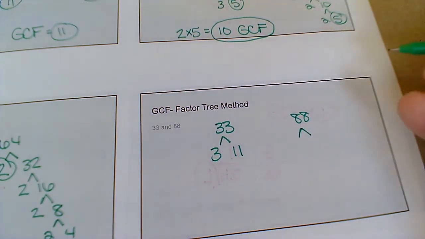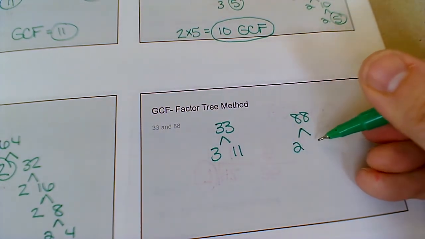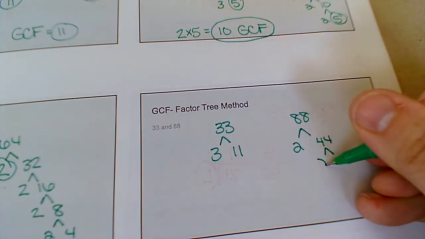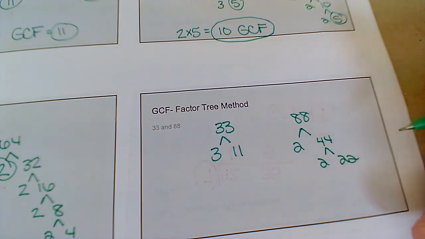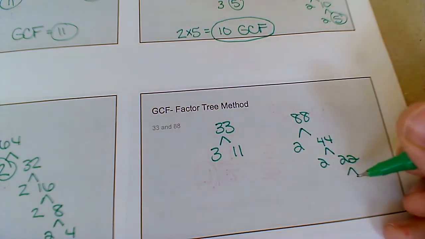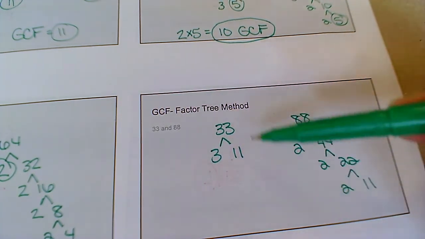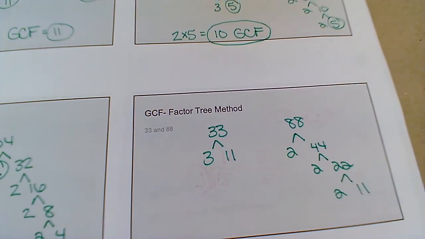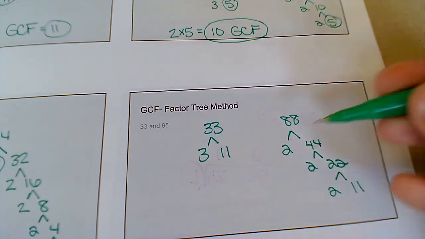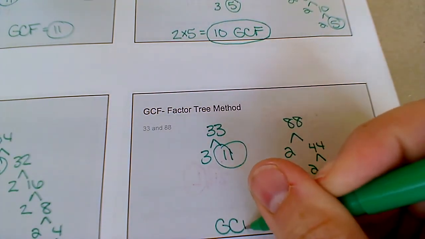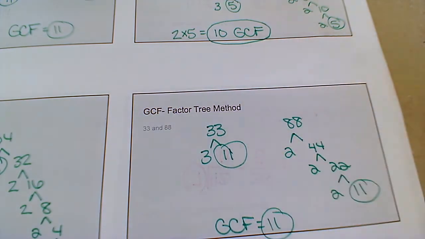Let's go to 88. I can divide it by 2, and I get 44. 44 divided by 2 gives me 22. And I can still break 22 and divide it by 2, and I get 11. Now looking at the factors of 33 and the factors of 88, what do I have in common? The 11s, right? So my greatest common factor is 11.